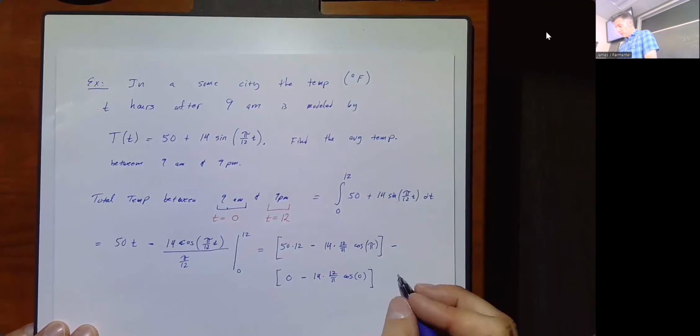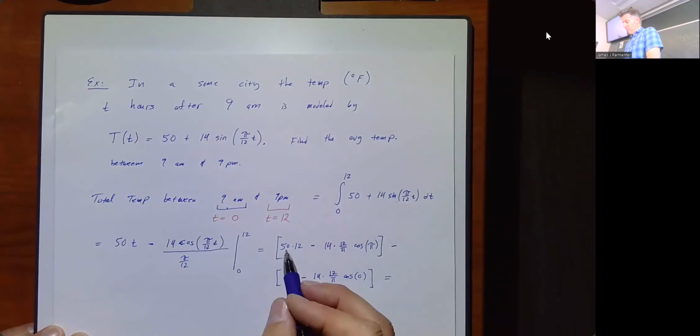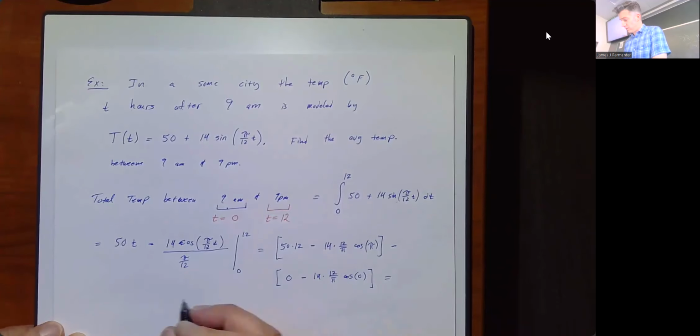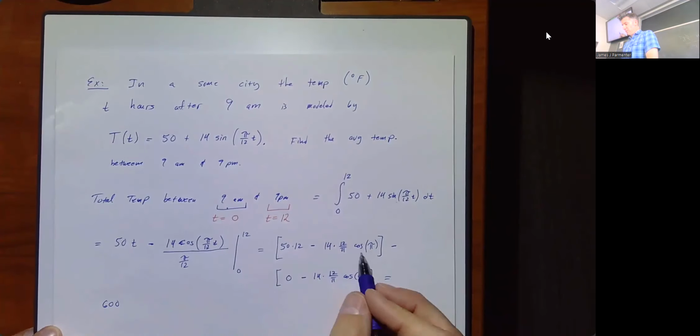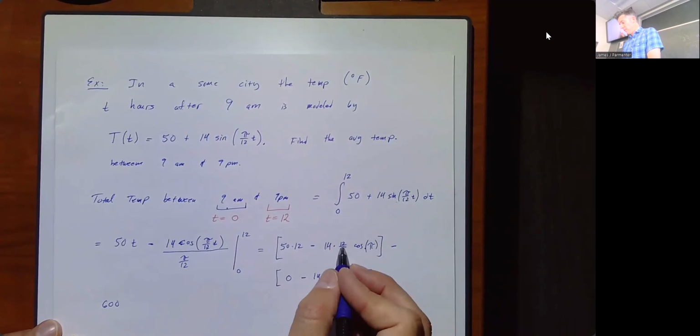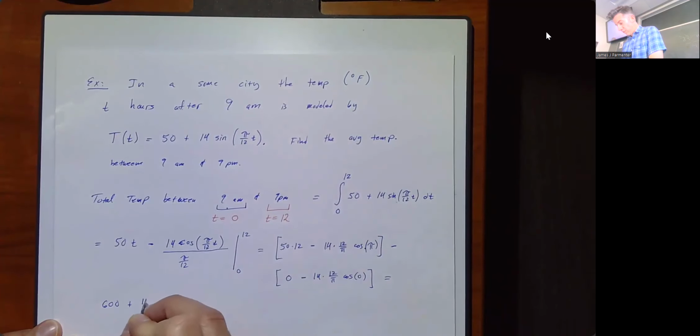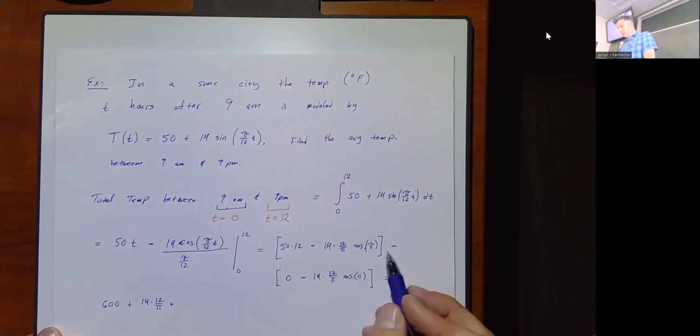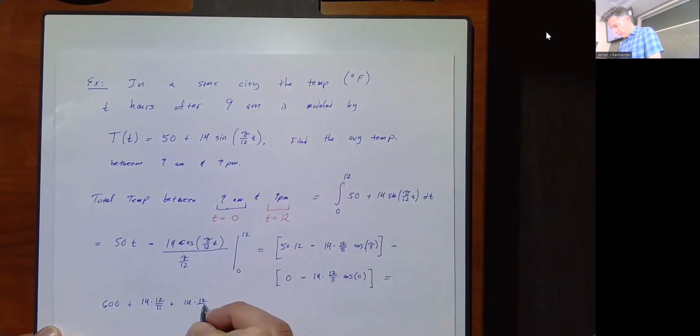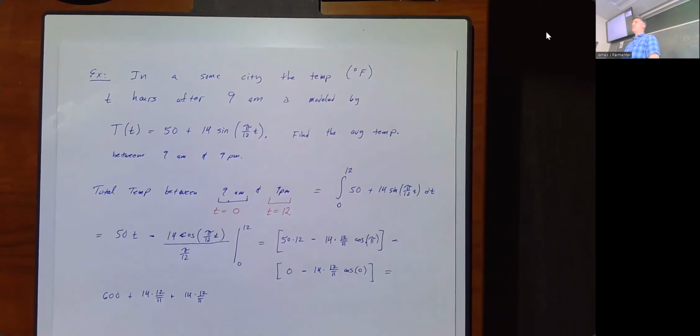So let's see. If I multiply this out, 50 times 12 is something. It's like 600. And then I get this, some gross numbers here. Cosine of pi is -1. So I'm going to get minus 14 times 12 over pi times -1. So plus 14 times 12 over pi. Plus, right, minus and minus is another. Oh, but it's a cosine of 0. That's a 1. Yeah, minus and minus. Another 14 times 12 over pi. Kind of gross. So the total temperature over these 12 hours is like, I don't know, more than 600 degrees.